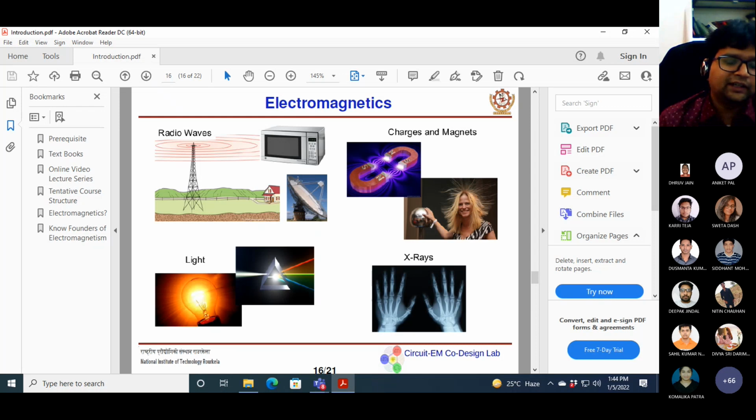Another application is the satellite link. The satellite link is formed through radio waves or microwaves. Then it comes to charge. Charge is basically electrostatic. If you have a charge stored on a particular surface, charges try to attract each other, and that's why we call it electrostatic charge.